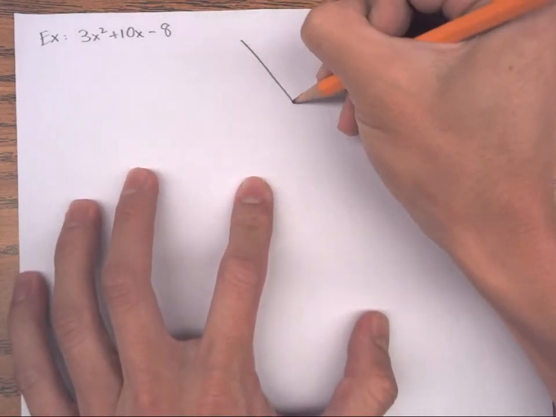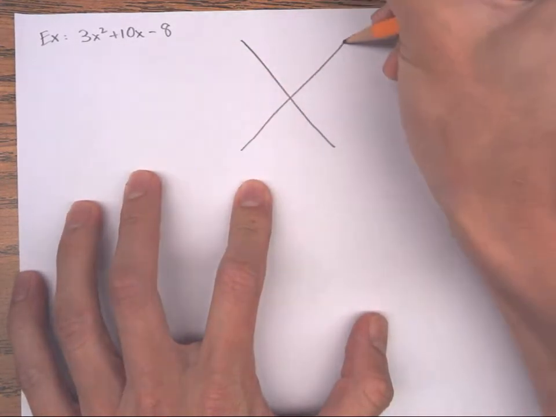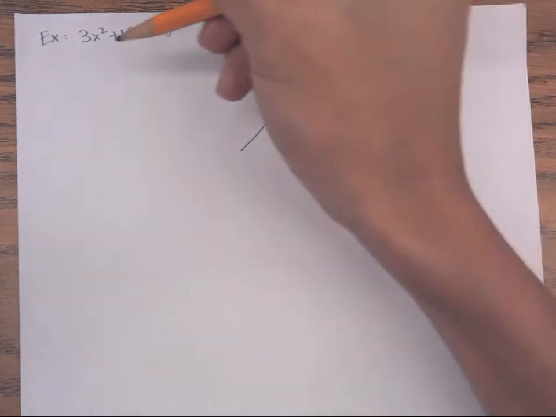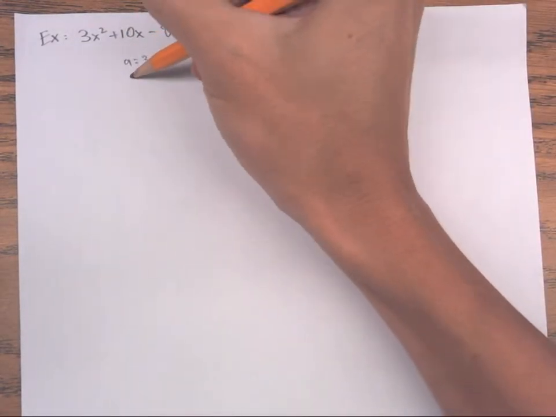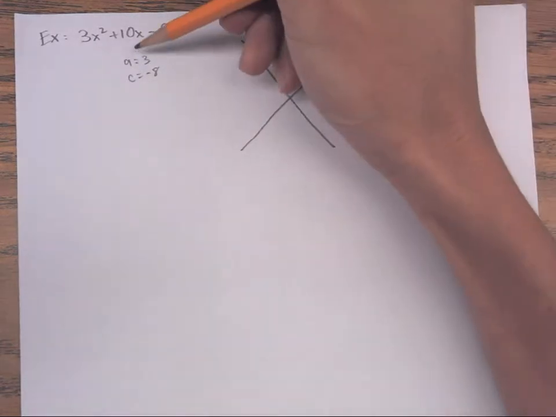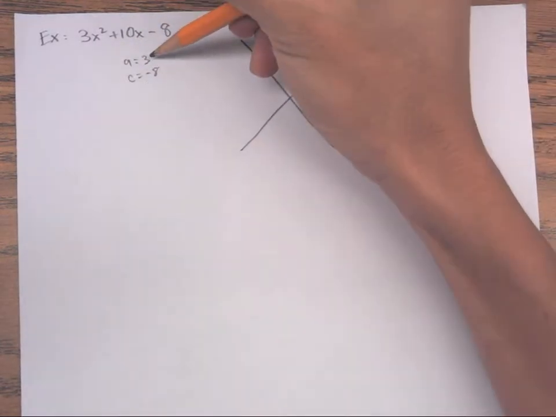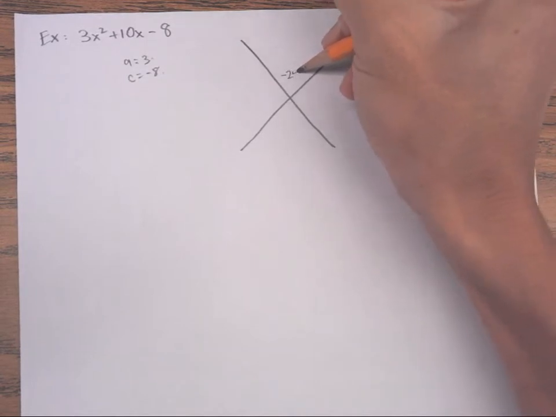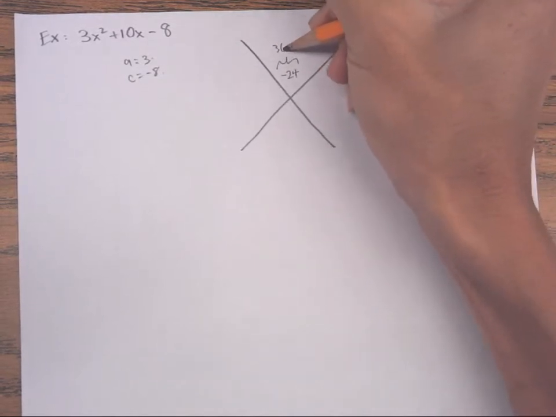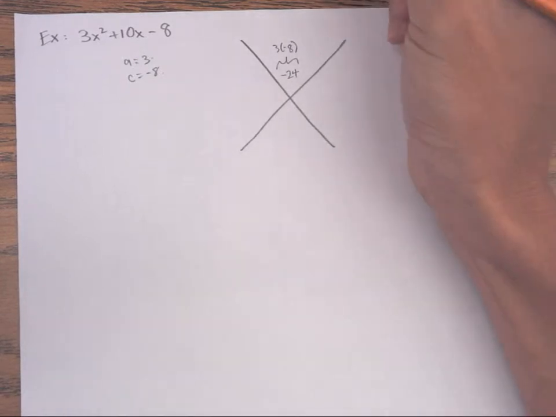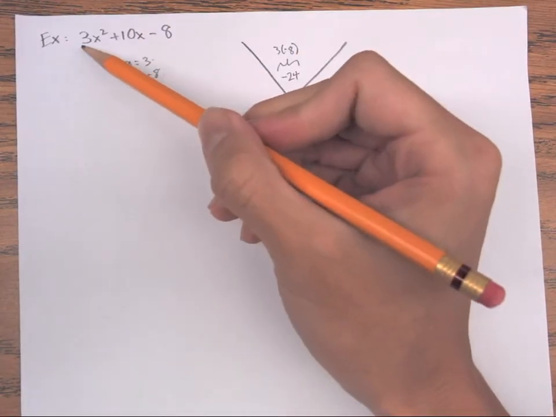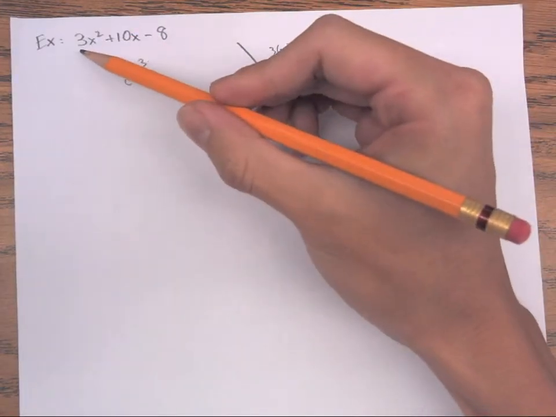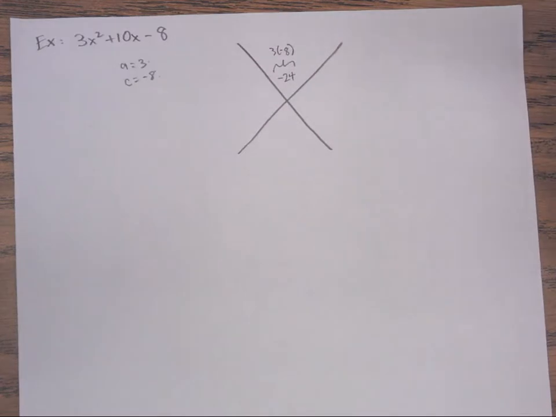Okay, so similar, draw the magic X. Identify your A and C. So my A is 3, my C is -8. So what I have here is 3 times -8, which is -24. Whenever you're dealing with the case where this number is not equal to 1, so 3 times, you multiply A and C together to get -24.